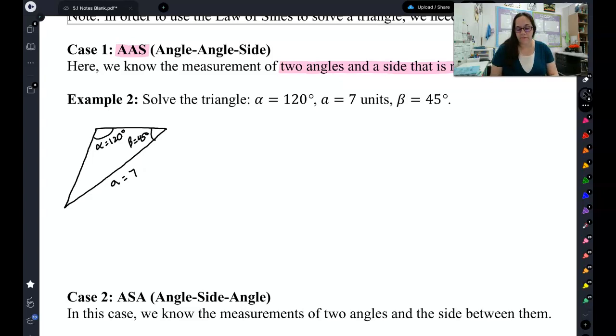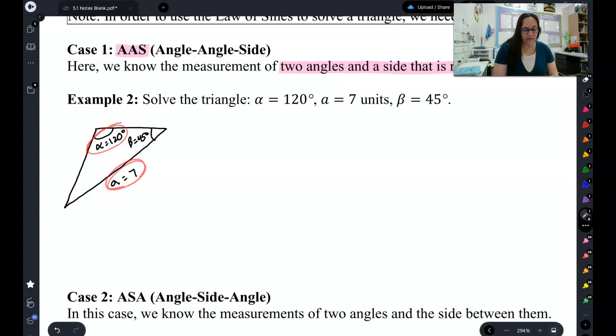So first off, let's identify the angle side. I know 2 angles and a side that is not between the 2 angles. I also notice that I have a complete set. I have A and I have alpha. Anytime you see that complete set, that should tell you you're using the law of sines.